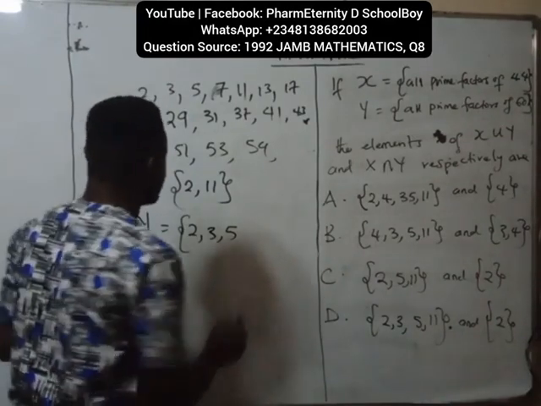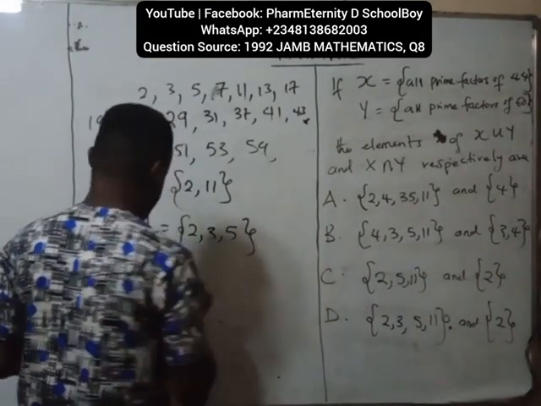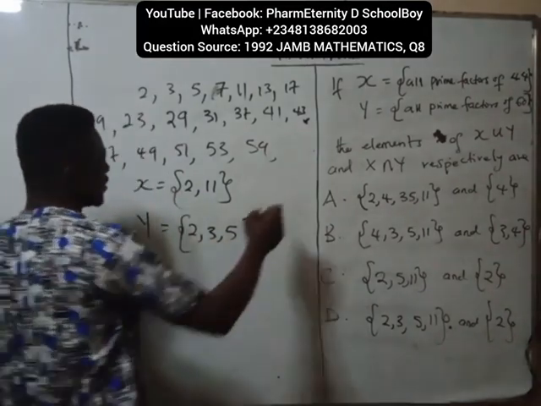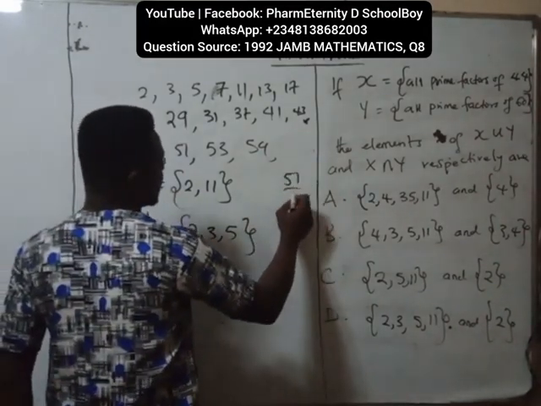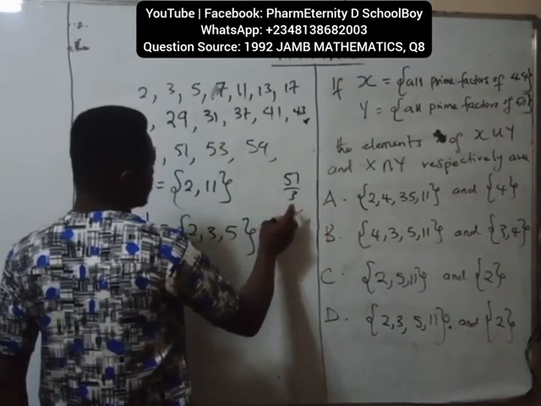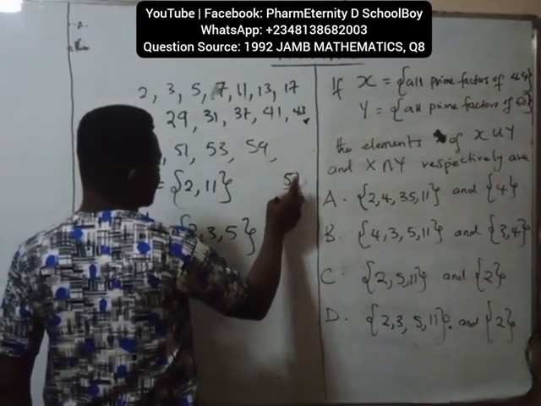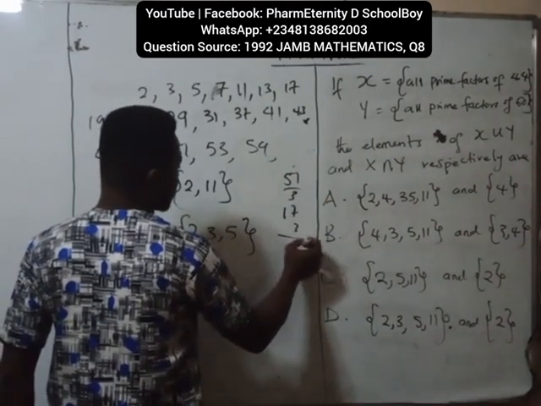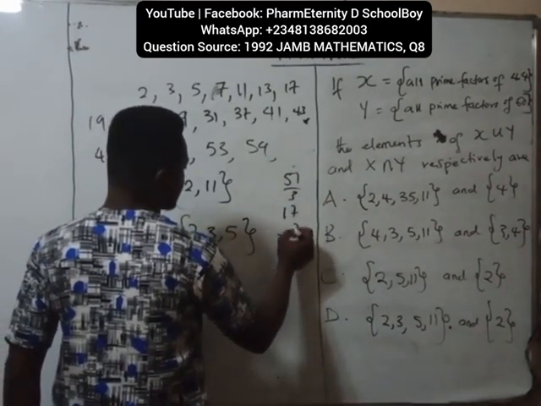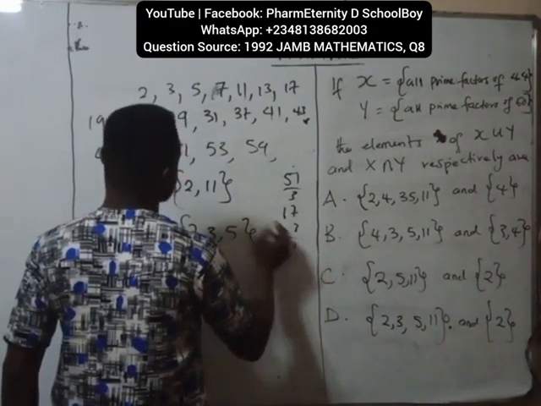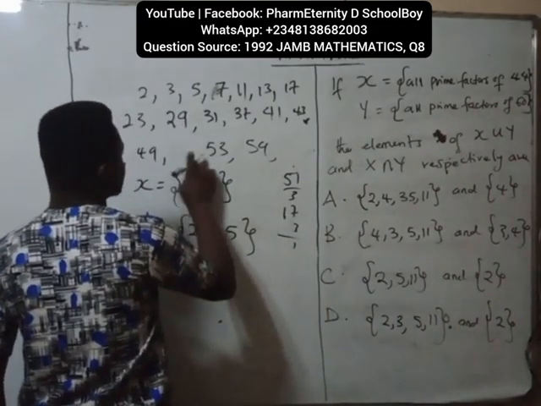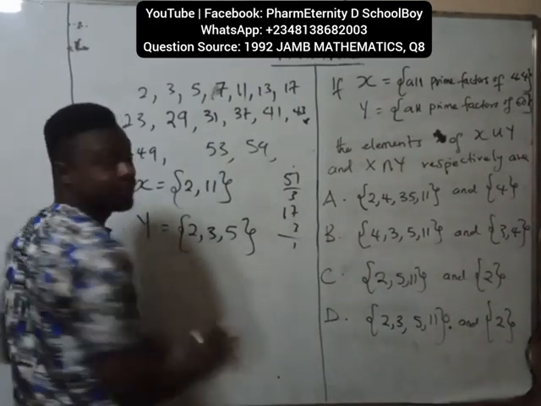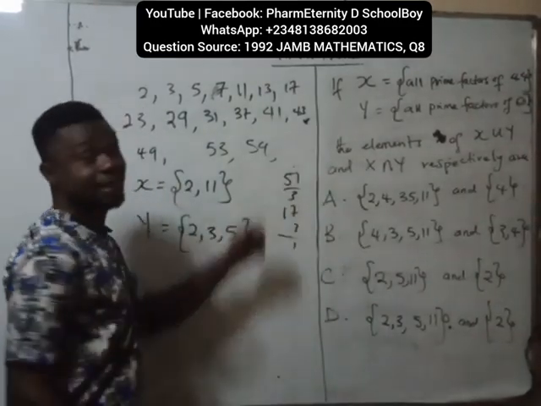Wait, I noticed something now. Is 51 a prime number? Let's see, 51 divided by 3 is 17, because 17 times 3 is 51. So 51 is not a prime number. Please correct it: 51 is not a prime number because 3 can divide 51.